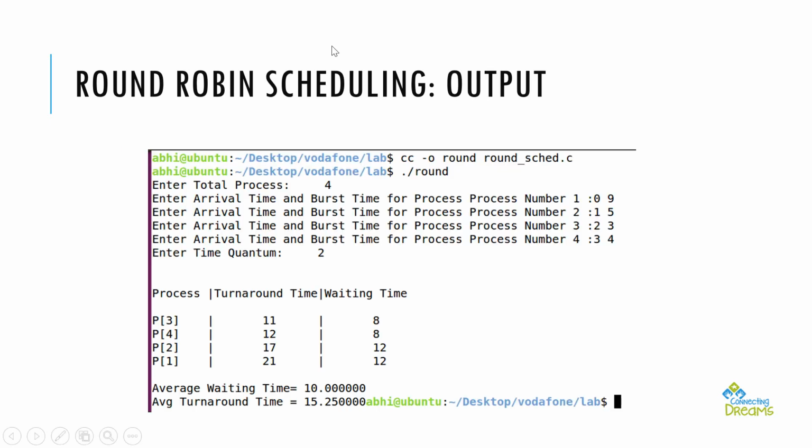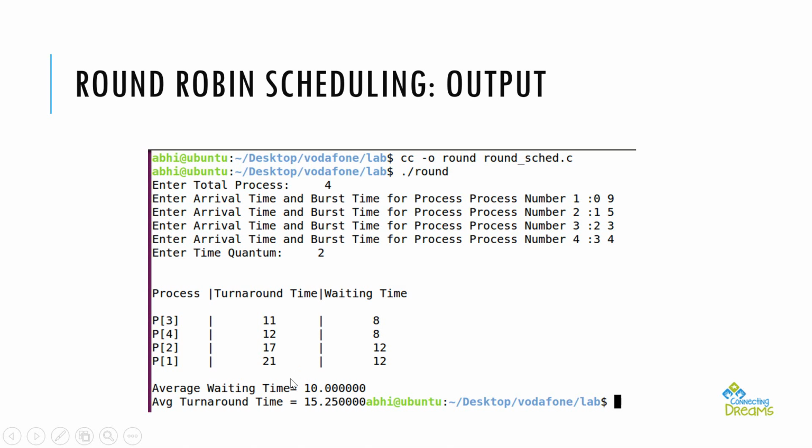Here's the output. First we compile the program, and when we execute, it asks for the total number of processes that you want to work with. So we have given 4, and this is the arrival time and burst time of each process. For process 1, the arrival time is 0 and the burst time is 9. Similarly, for process 2, arrival time is 1 and burst time is 5. For process 3, arrival time is 2, burst time is 3. And for process 4, the arrival time is 3 and burst time is 4. We have also given the time quantum of 2. After performing the computation, the result for each of the processes has been stored here. It also produces average waiting time and average turnaround time as displayed in the output.